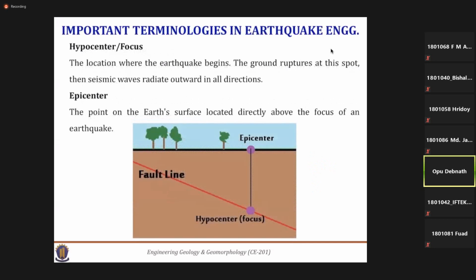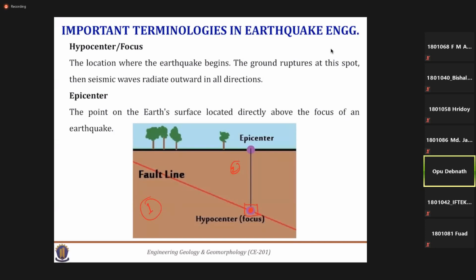So next are some other important terminologies related to earthquake engineering. The first one is the hypocenter, then the epicenter. We already know that the earthquake is propagating along the fault line. So this is one plate and this is another plate. Along these two plate boundaries, this is the fault line, and the earthquake will occur at any point at any depth along this fault line.